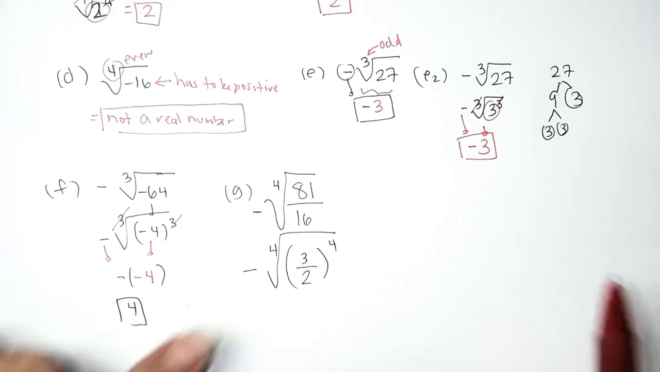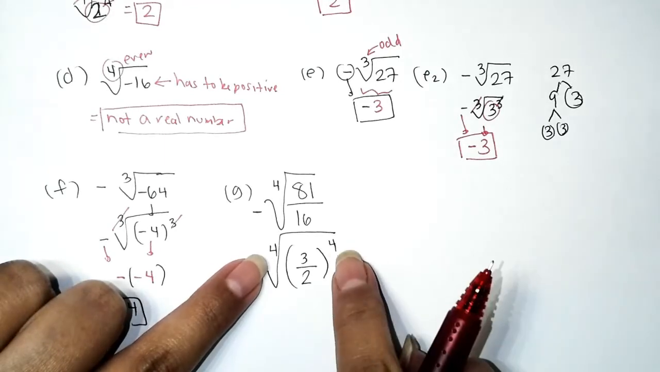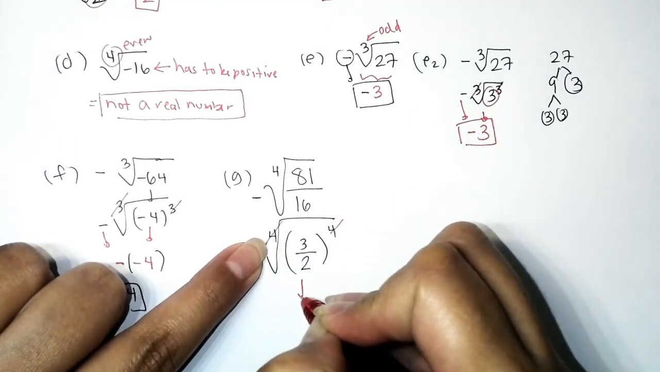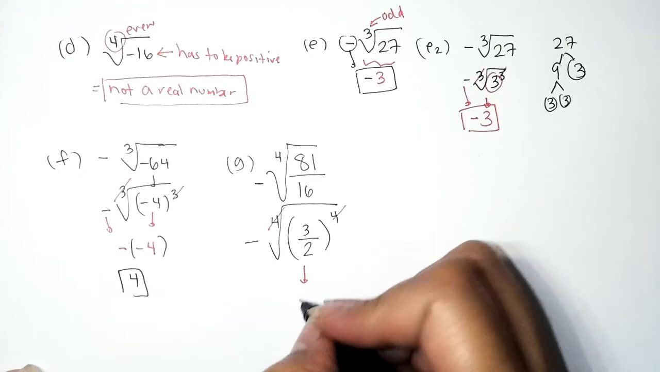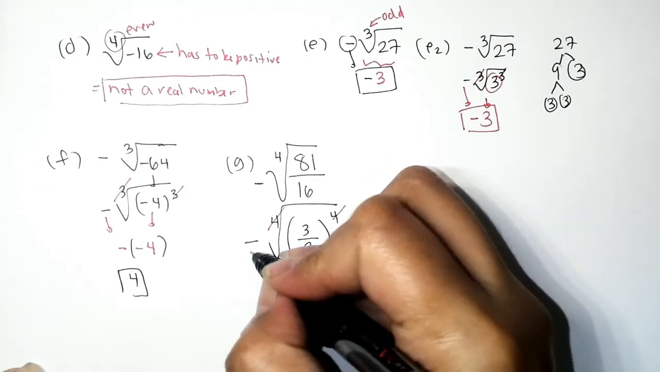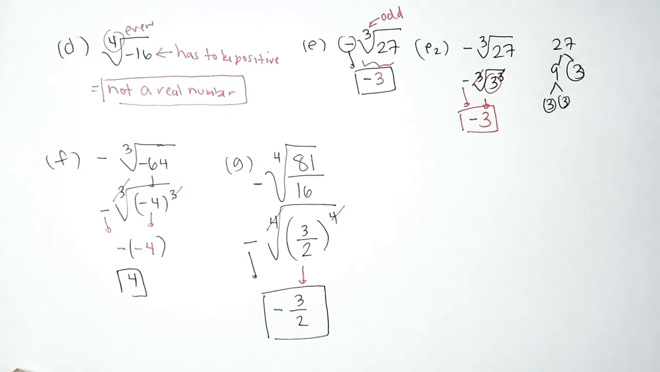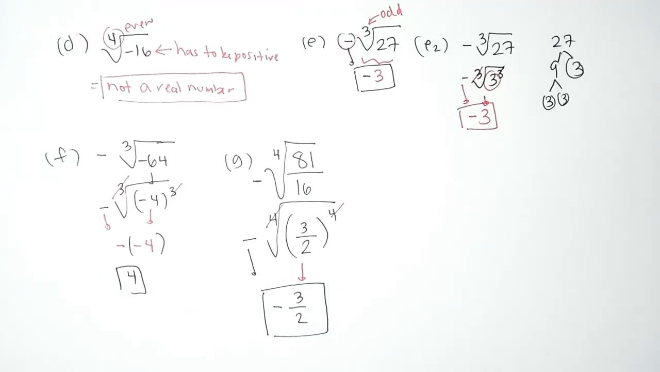We sure can. Index is 4, power is 4, the numbers are the same, so they undo each other, and that will leave us with the radicand of 3/2. And then we'll bring down the rest of the problem. Okay, so we're looking for the negative root. Fantastic. Final problem of the day.